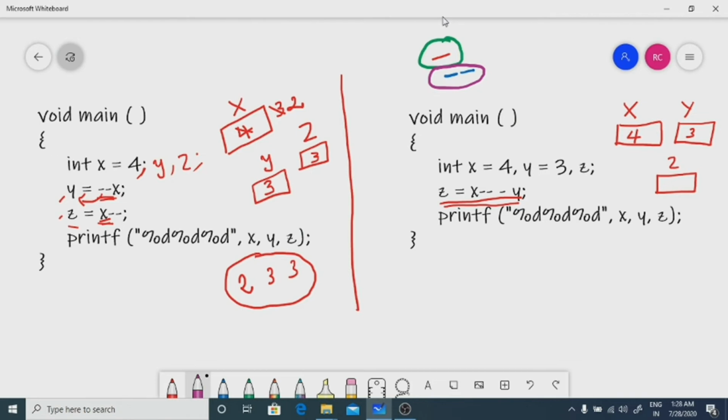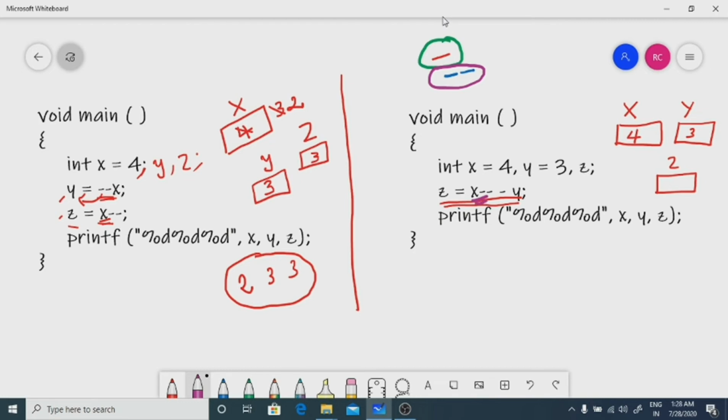It acts on a single operand. So, unary operator and binary operator, if both are present in the same expression, normally the unary operator enjoys higher priority. So here you need to evaluate x minus minus first.